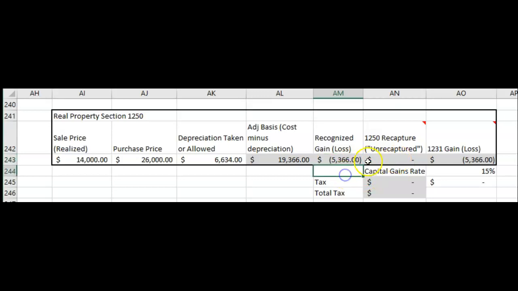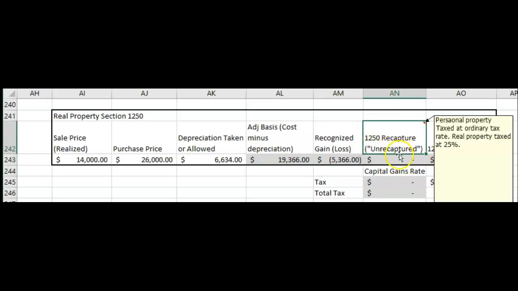Because there is a loss, there is no 1250 recapture, and they actually refer to this as unrecaptured in the textbook now. The recapture actually, I guess, isn't a thing anymore. It's everything that's not been recaptured yet. 1250 recapture, I still call it recapture. That's not the point of this video, but that's why I put that in parentheses here.